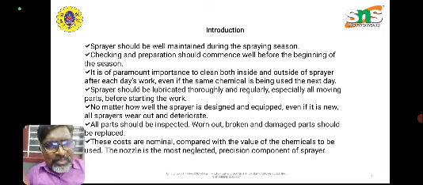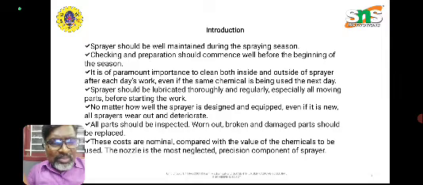Sprayers should be lubricated thoroughly and regularly, especially all moving parts, before starting the work. We know that in the case of moving parts there are more chances for wear and tear. Also, since it is used for applying chemicals, which react with the parts, there may be more chances of getting corroded. Moving parts may get more corroded, so it is necessary that they should be lubricated properly. Also, for effective working, this lubrication is needed.